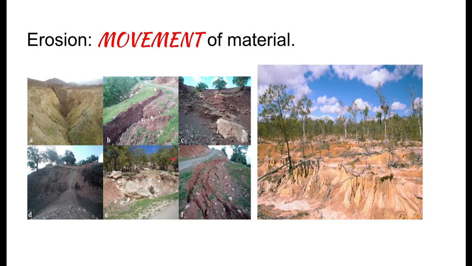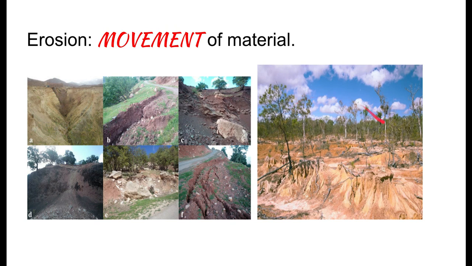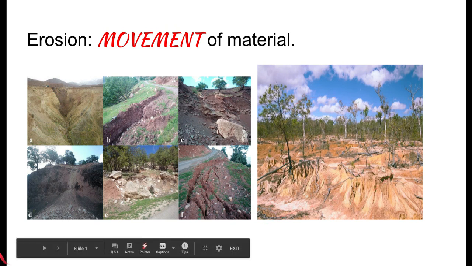Vegetation, plants of all types, trees, grass, and such, tend to hold the soil in place with the roots. We can see here where the trees have been removed and quite a bit of erosion is taking place.